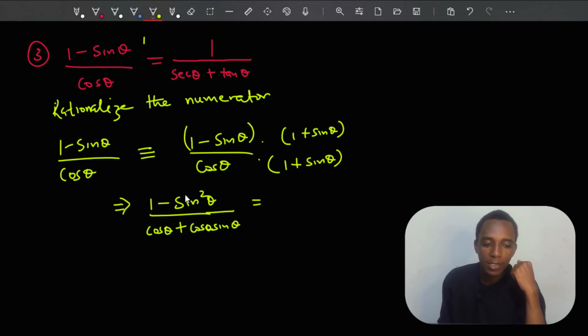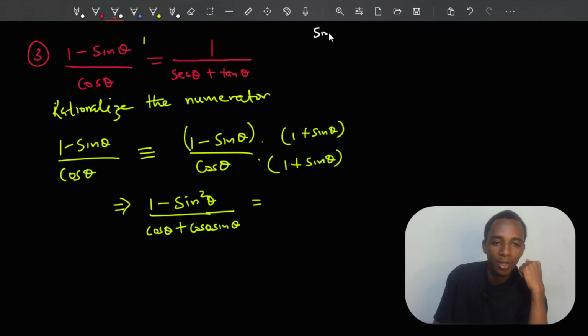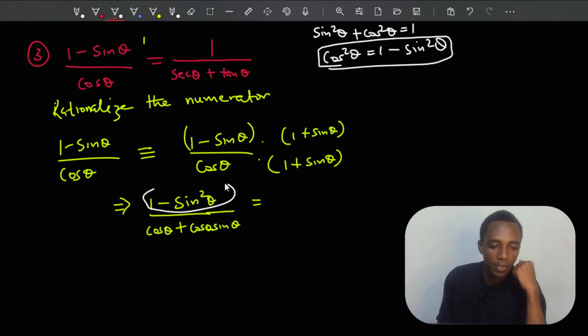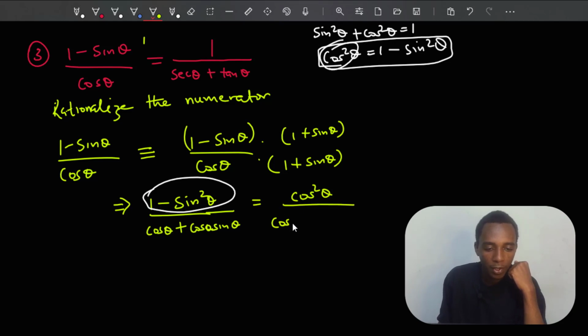And we know what this is: 1 minus sine squared theta is cos squared theta. I already talked about this. We know that sine squared theta plus cos squared theta is 1. So if I take the sine to the other side, I'll have cos squared theta is 1 minus sine squared theta, this one here. So I'll write cos squared theta divided by, down here, cos theta plus cos theta sine theta.